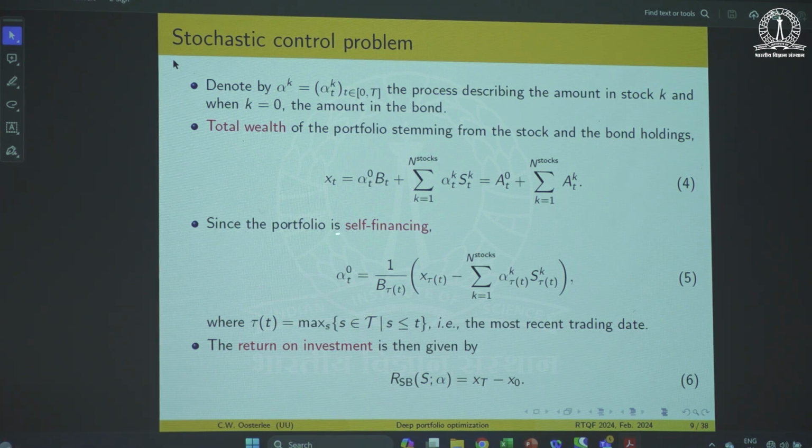And then the portfolio is self-financing. So alpha 0 is already given. Alpha 0 is prescribed. It's 1 over the bond value times the wealth minus the sum of the other alphas times S. So the return on investment from stocks and bonds, R with subscript stocks and bonds, is X at final time minus X at initial time. That is our return, and that is what we will measure.